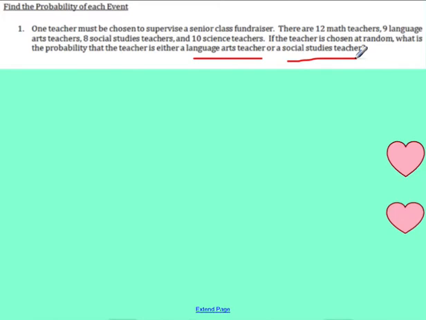So first let's figure out how many total teachers we have. We have 12, 9, 8, and 10. So when you add all of that up, you realize that there are 39 possible teachers to chaperone. Then I want to figure out how many of them are language arts teachers. Well, I see in the original problem there are 9 language arts teachers. So now I've taken care of that first probability.